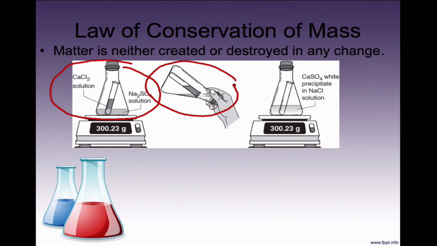Turn it over, mix it up, put the two solutions in there together, and what we end up with is calcium sulfate, which is a white precipitate in this sodium chloride solution. But notice, this is the important part, we still have 300.23 grams of substance. So even though there was a chemical reaction, it's no more or no less than what we started with.